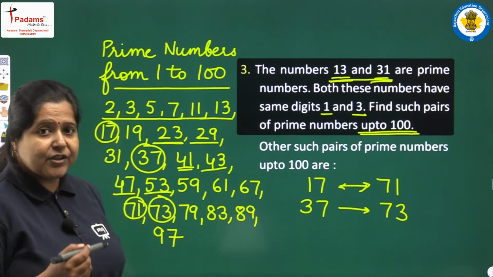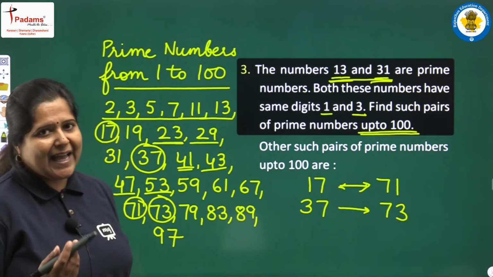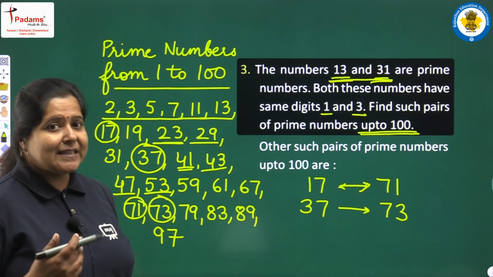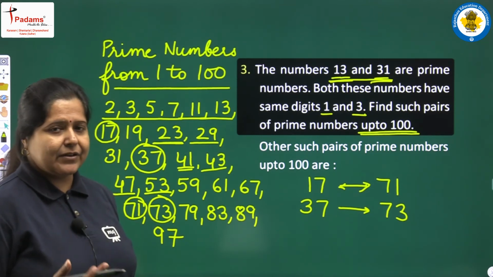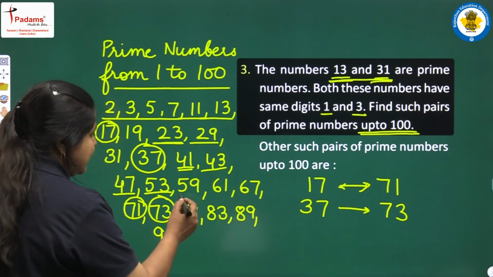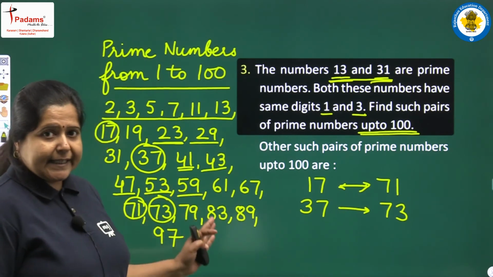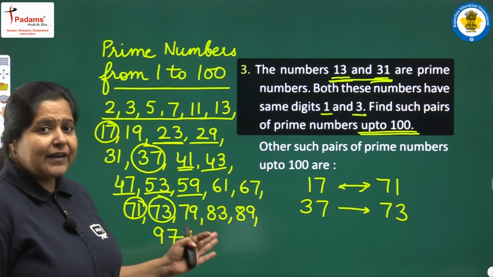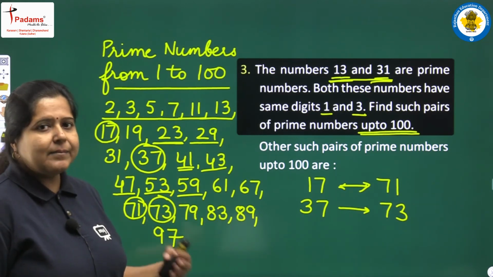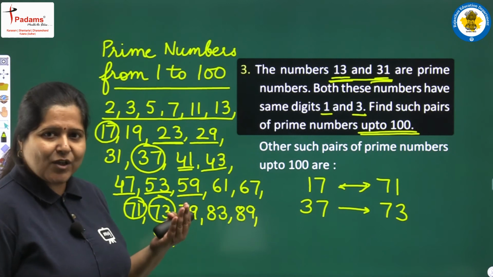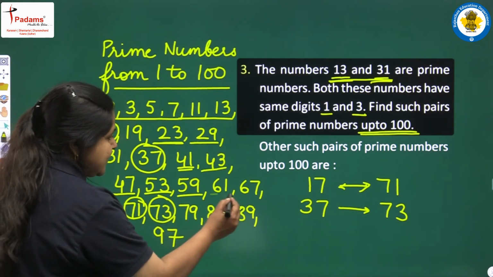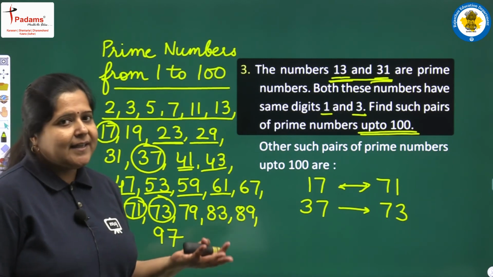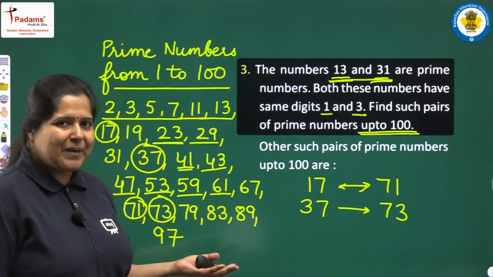53. If we interchange, it will become 35, and 35 is a composite number. It has more than two factors. It comes in the table of 5 and 7, so it's not prime. 59. If we interchange, it becomes 95, and 95 is a multiple of 5, so it will have more than two factors. It's not prime. 61. If we interchange, it becomes 16. Yes, a composite number, not a prime.